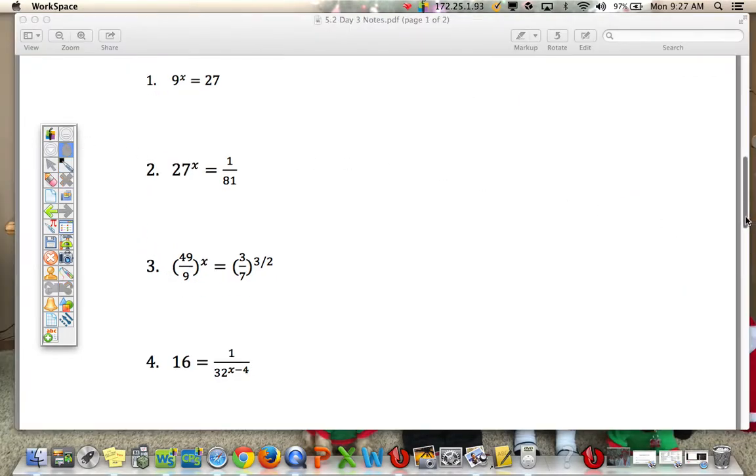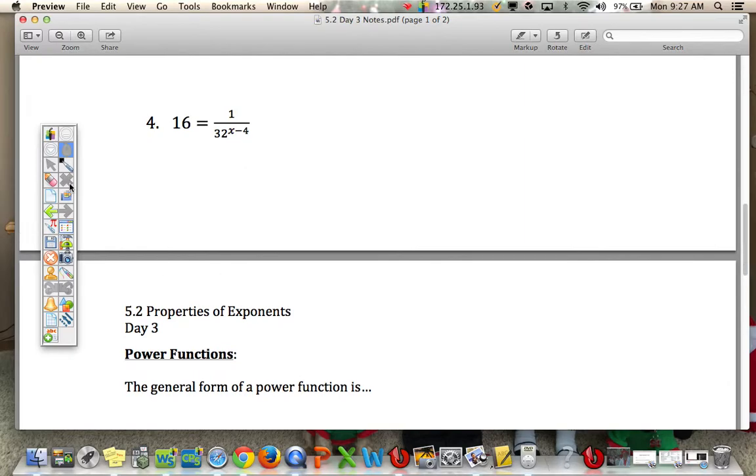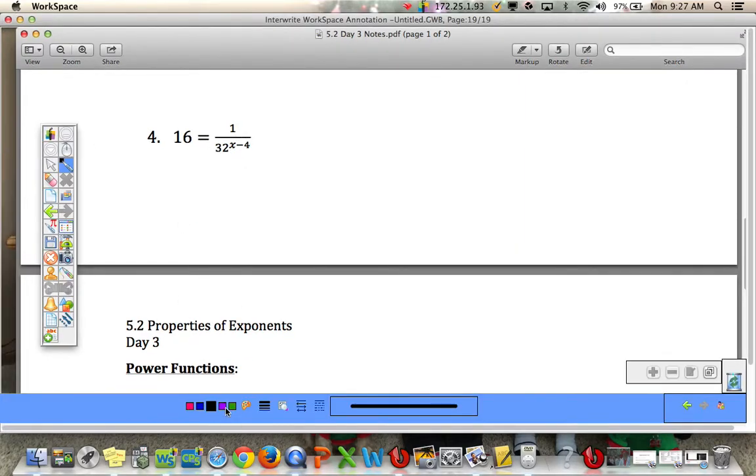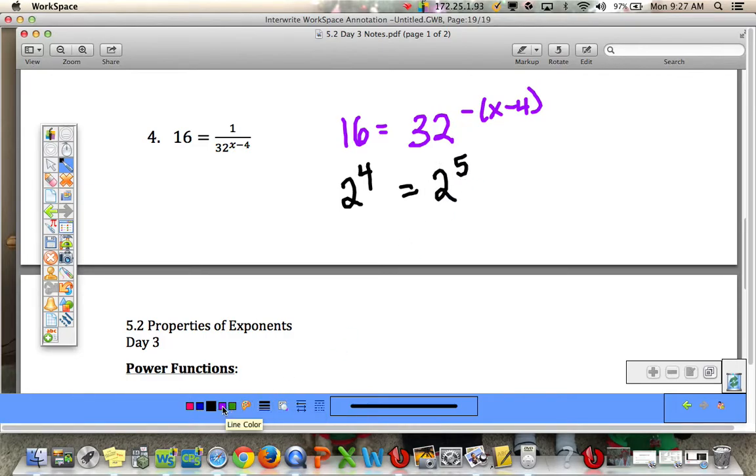Let's go to number 4. Find a common base. Again, let's flip this one to the top. We have 16 equals 32 to the negative x minus 4. We'll flip that to the top. Okay. So 16, we can rewrite that as 2 to the 4th power, and 32 we can rewrite as 2 to the 5th power, and this time, I'll just pull the negative in front of the negative 5, x minus 4.